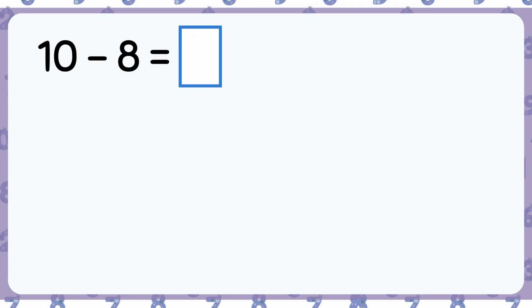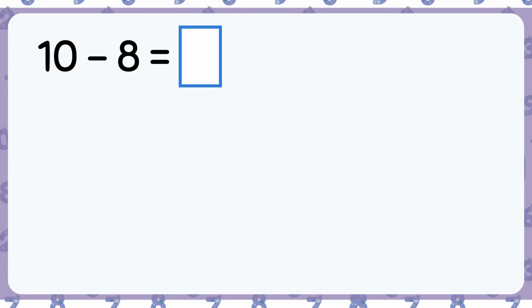Ooh, this is a biggie. 10 minus 8 equals something, or the unknown. Can you go ahead, press pause? I would like you to go ahead and write that number sentence down on your piece of paper and pencil or your dry erase board with your marker. Okay, press play when you're ready.